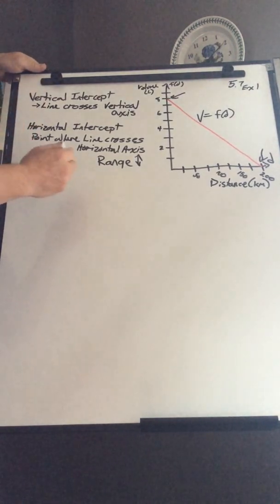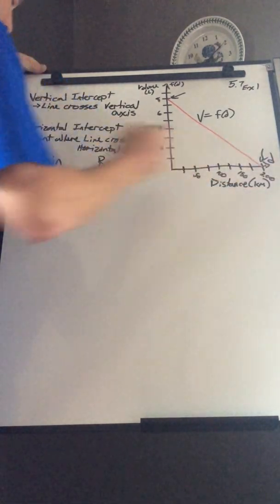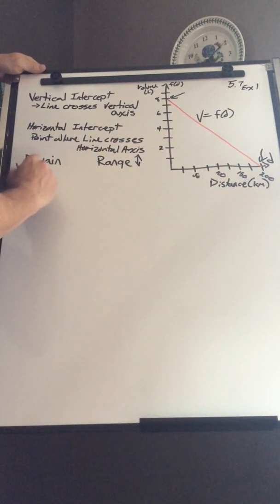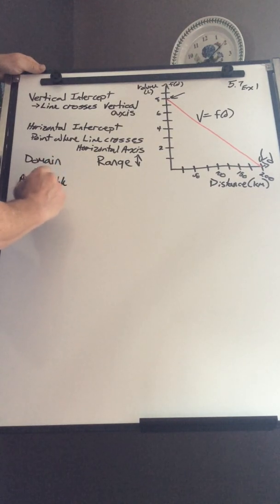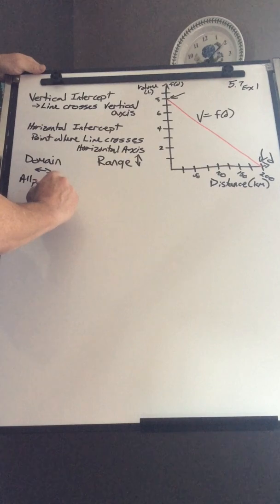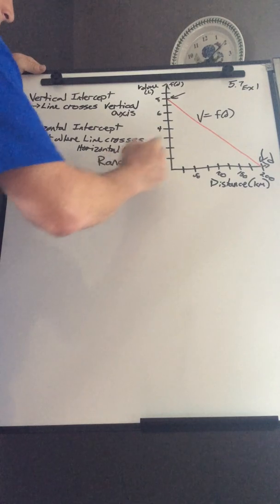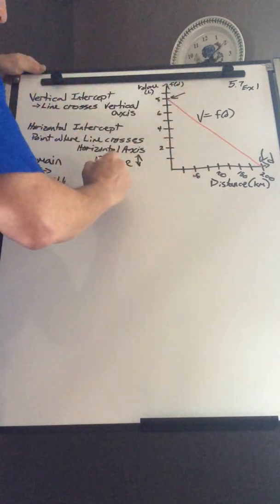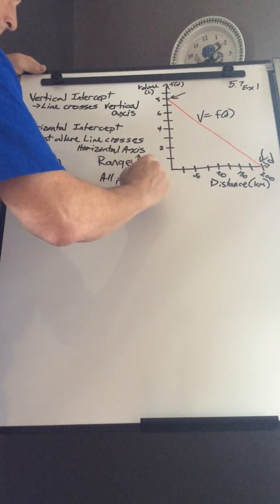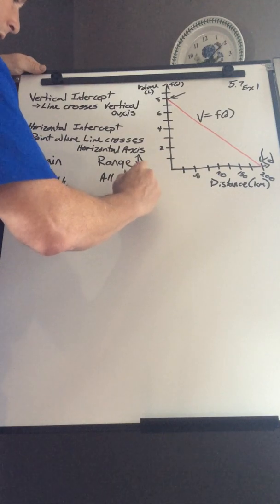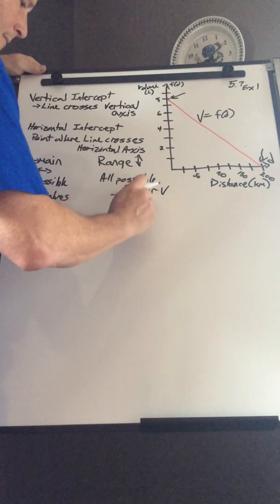We also have the domain, all possible domain values, or in this case, d values. And the range is this way, up and down, so it's all possible f of d or v values. Okay.